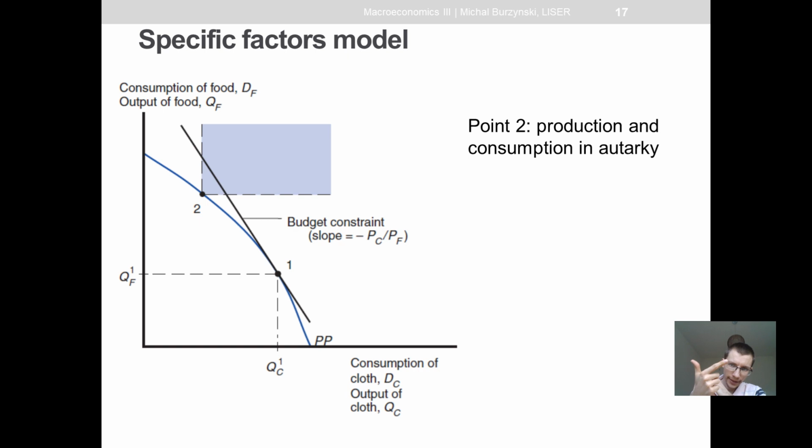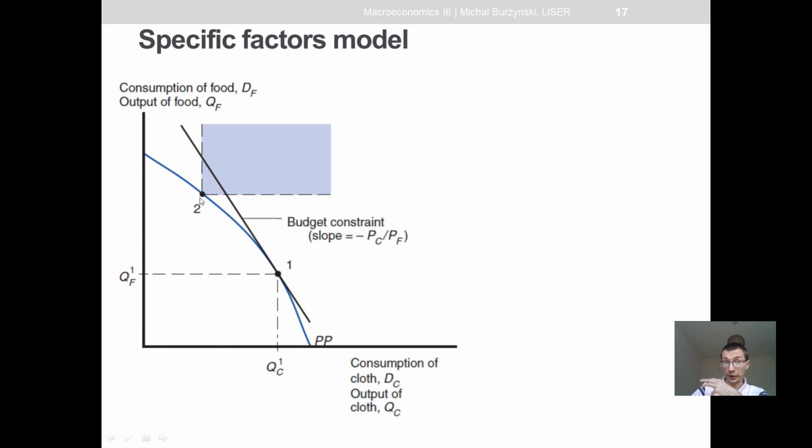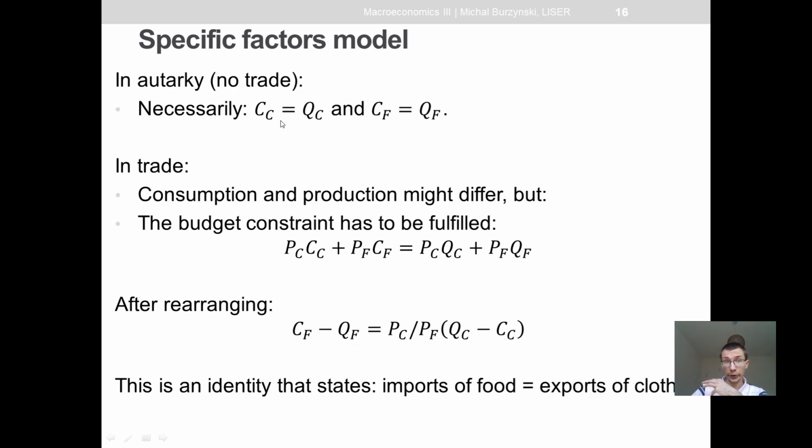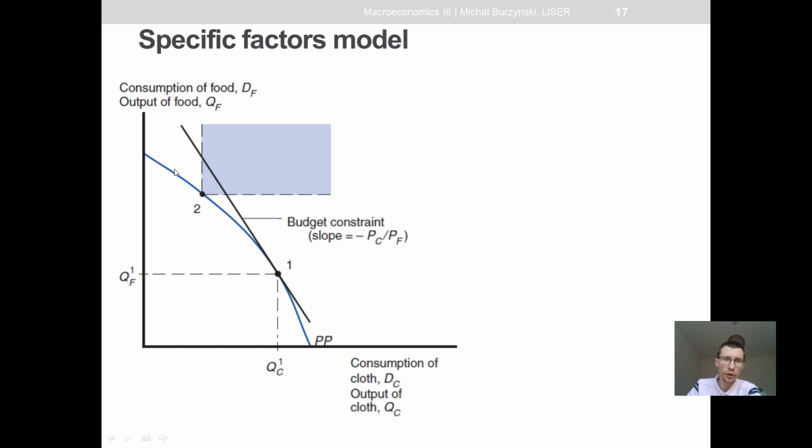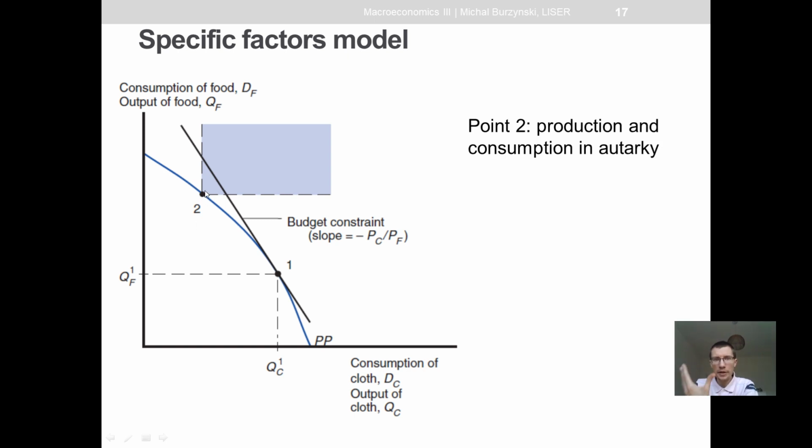All right. Second, note here, production and consumption of each and every good are equal to each other. And this is what we know from our initial analysis. If you don't have trade, you have to consume as much of each good as you produce. Not more, not less. All right? So point 2 represents both production and consumption in the closed economy. Fantastic. Now, what happens in the open economy?